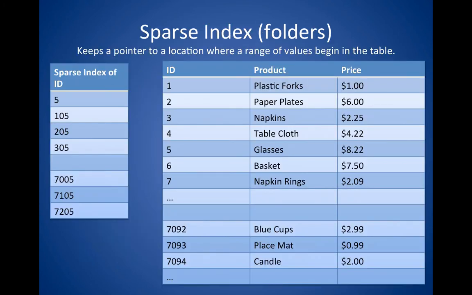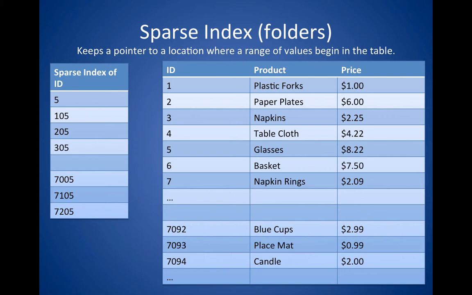Here's a strategy for creating the index. It's called sparse indexing. And think back to the folder example. If you were to make a sparse index of records here, you would create maybe one item out of every 100 and put it in your index.